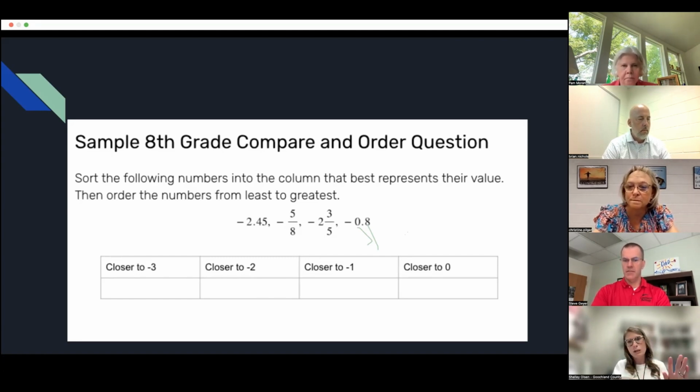It takes it from a procedural component, just strictly procedural kind of execution, to making sense of these numbers and the magnitude of them.